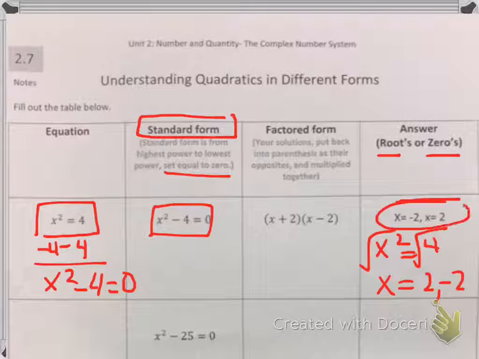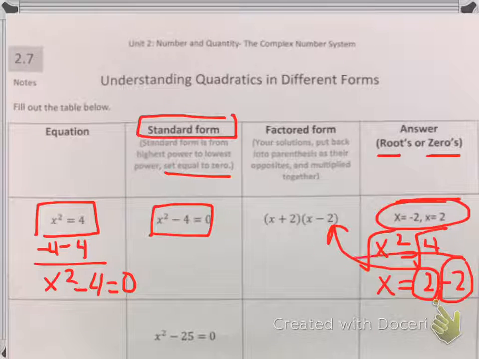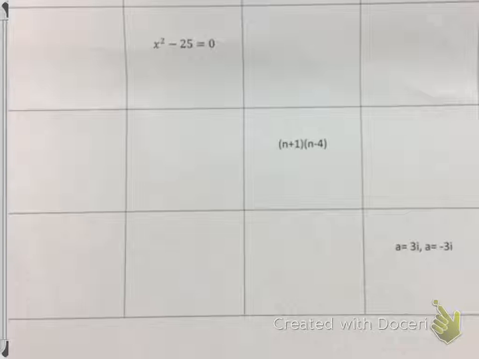And then if I'm going back to factored form, a form that we haven't really looked at yet, but we'll be using a lot in the future, we're just going to take these values and put them back in as the opposite. So this positive 2 right here got put in as a minus 2, and this negative 2 got put back in the parentheses as a positive 2. All right, let's look at the next one.